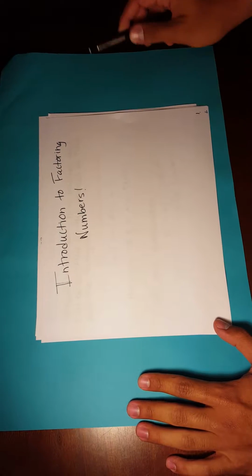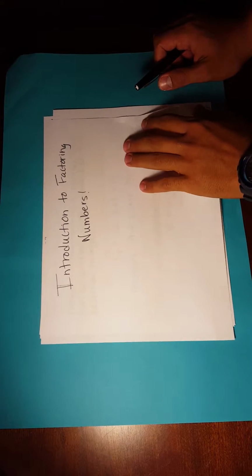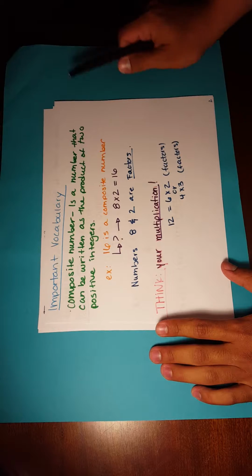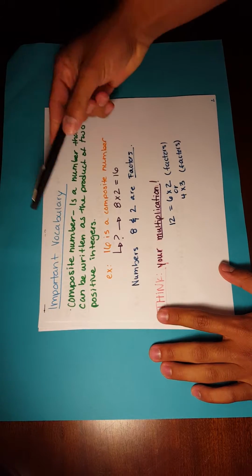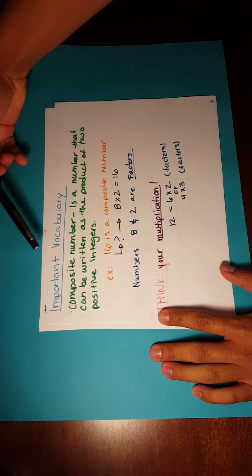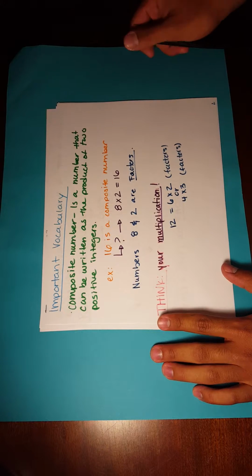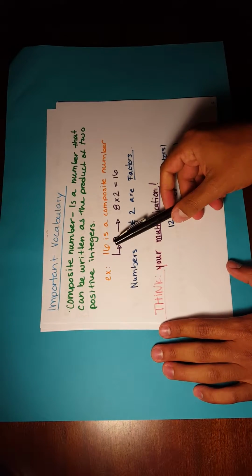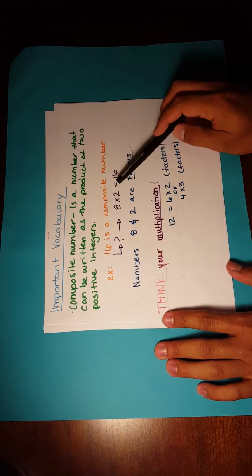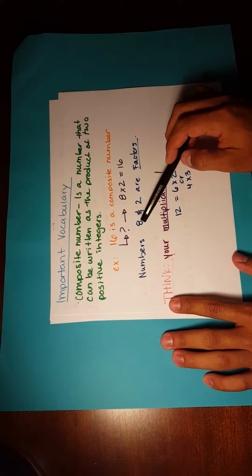Okay, class, we are going to learn factoring numbers today. And let's look at some key words, or our vocabulary, per se. Our first word is going to be composite number. A composite number is a number that can be written as the product of two positive integers. Example, 16 is a composite number because 8 times 2 equals 16, these numbers are factors.